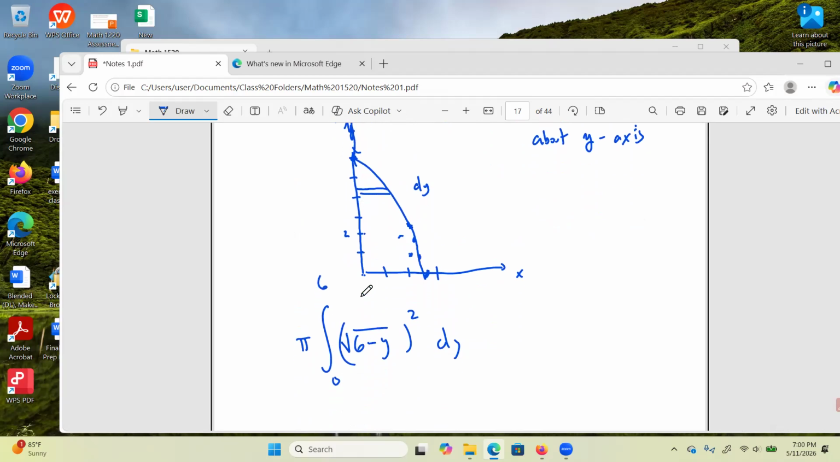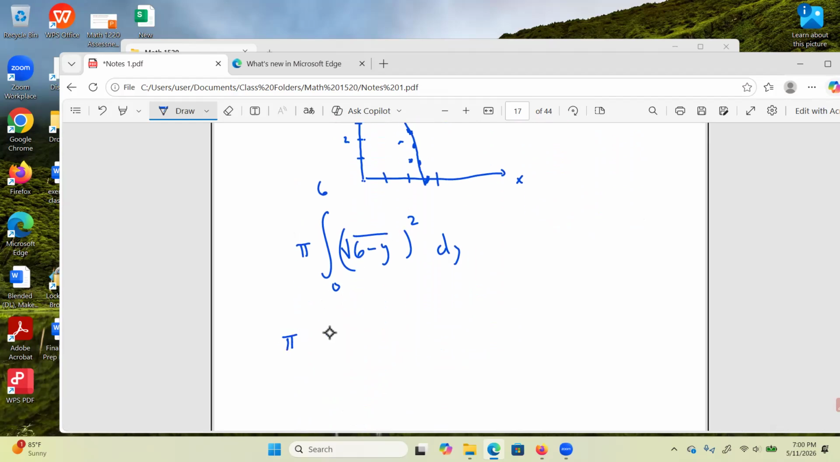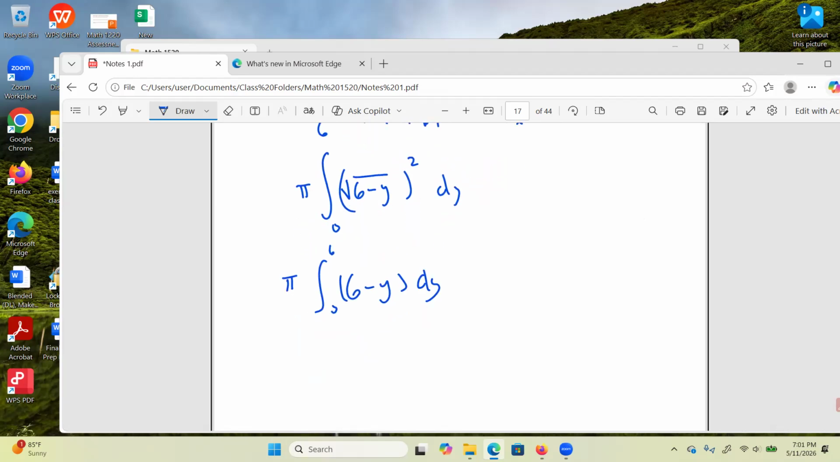Let's go ahead and square it. We're squaring a square root here. So this is going to be pi, and we have our integral from 0 to 6 of just 6 minus y dy. Now we're ready to go with this. We've already squared it, so we have pi. Now we're going to integrate. So we have 6y minus 1/2 y squared, and we go from 0 to 6.